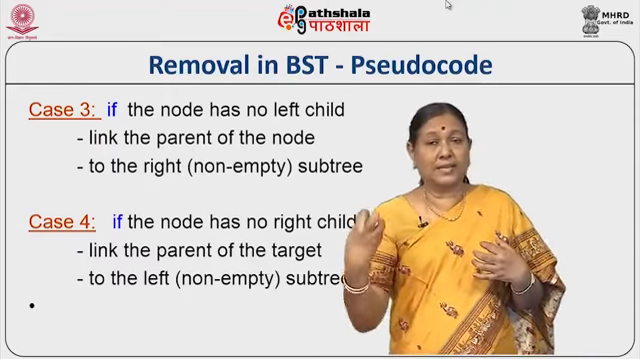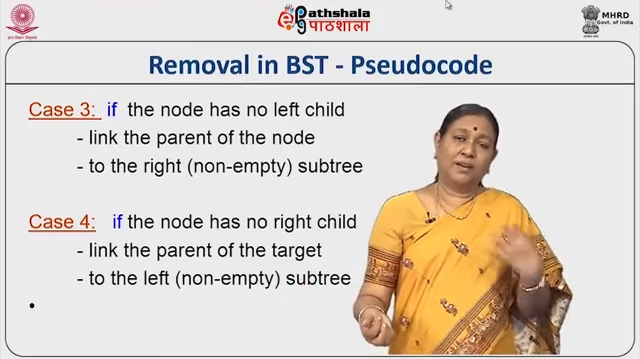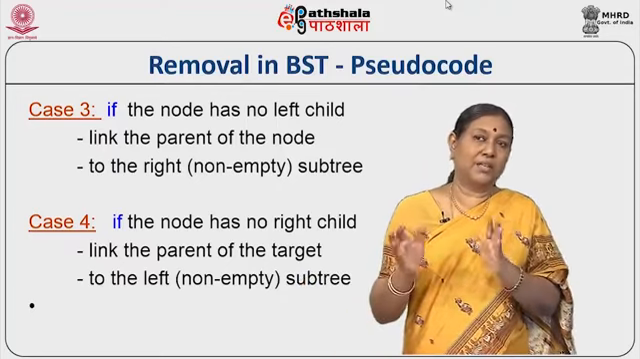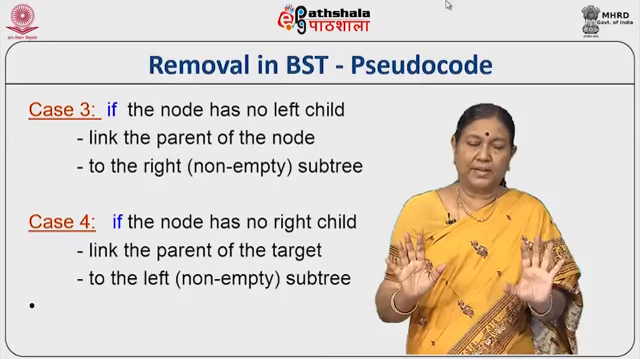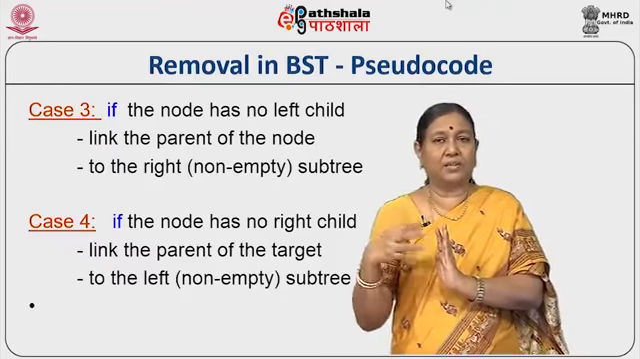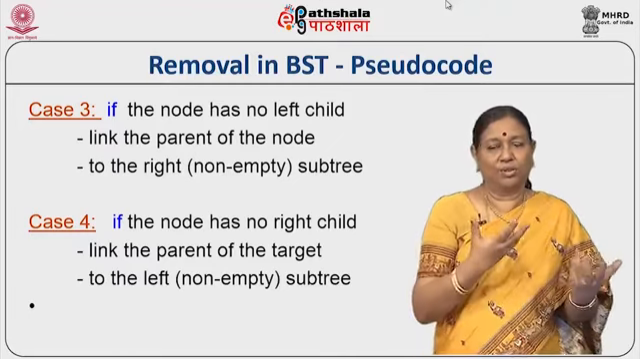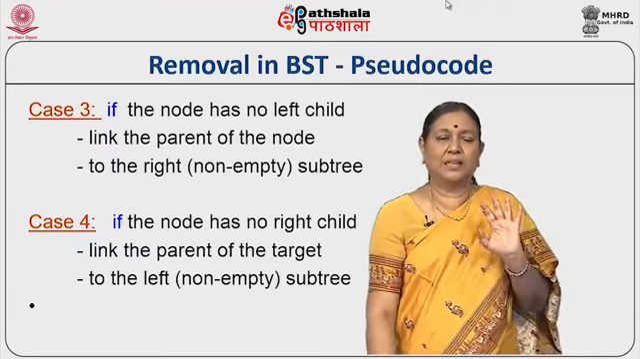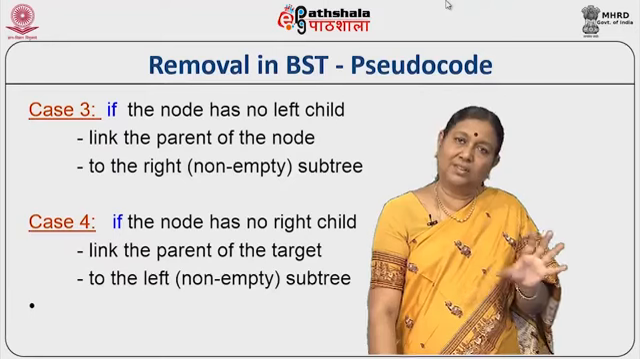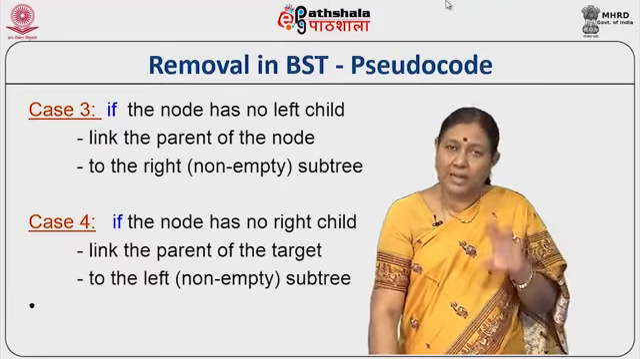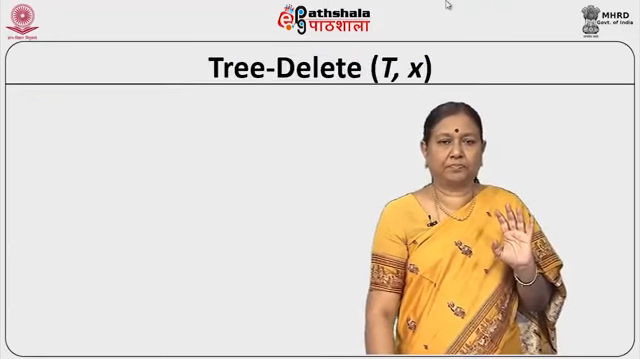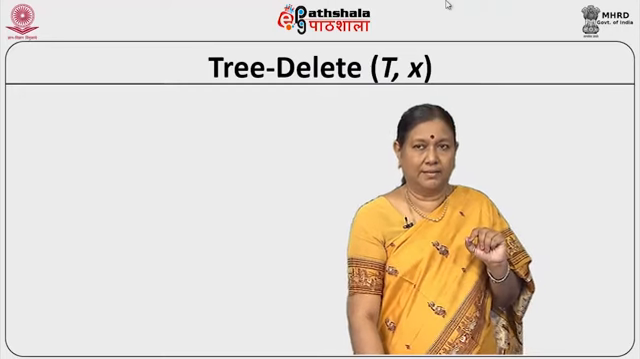The in-order successor would be in the right subtree. Remember the definition of in-order successor and in-order predecessor: the in-order successor is the minimum value in the right subtree, and the in-order predecessor is the maximum value in the left subtree. You could do it either way; in both cases you will still maintain the binary search property.